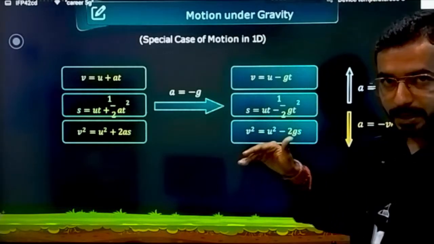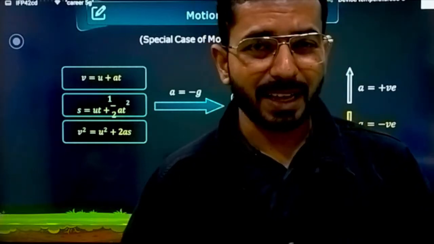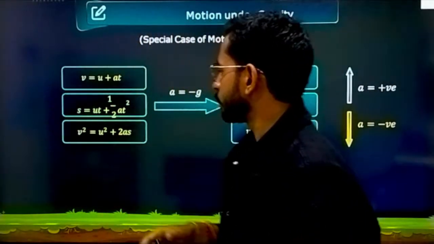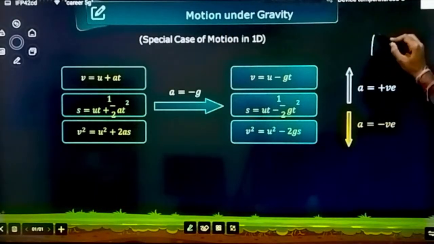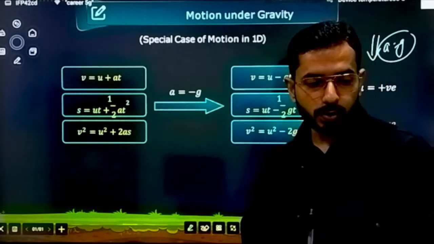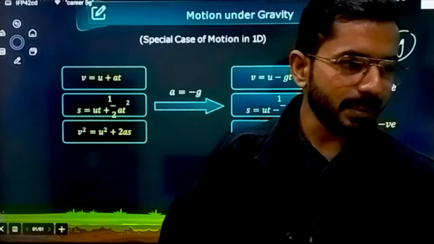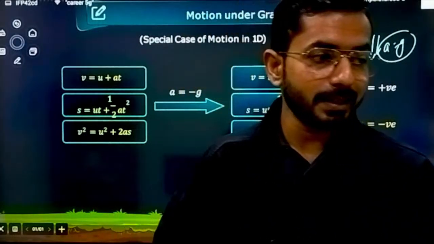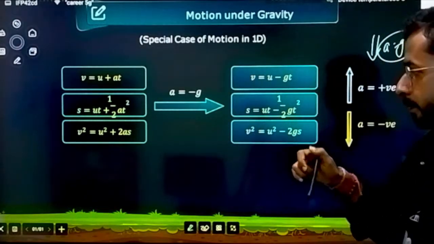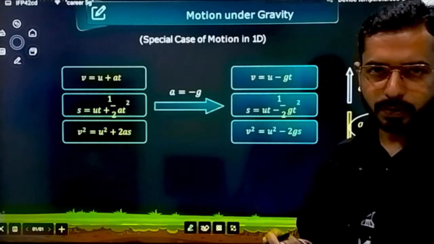Now if the cases are motion under gravity, what differences will come? Gravity is a simple kind of acceleration, and it is always acting in the downward direction. Formulas you will easily apply, but the next important thing is the sign conventions. When you take the downward direction, it becomes negative. We conventionally take it as negative.